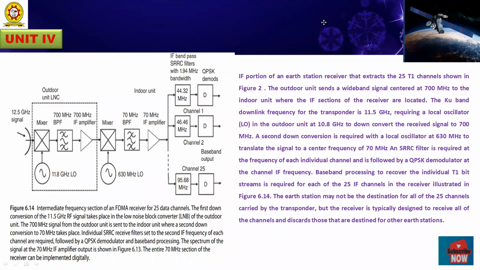So for example, the 44 megahertz channel is treated as channel number 1. From the 44.32 megahertz channel, through the demodulator, we get the baseband output, which is nothing but the information receiver. Likewise, this down conversion and baseband processing is used in this block diagram to recover the individual 25 channels that are required for this illustration.